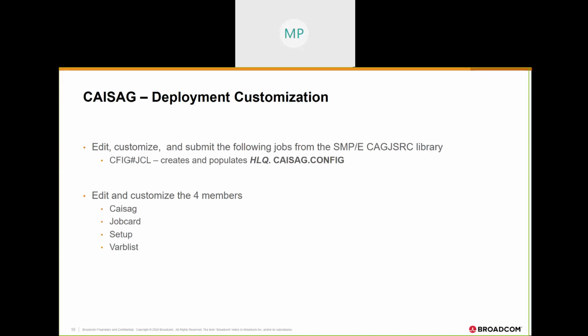The job card, you want to include your job card here for your future configuration jobs. The setup member is in case you have any setup cards that are needed. And varb list. This contains all of the IDMS CV specific variables used for the configuration. We'll discuss various configuration options and key variables in later slides.